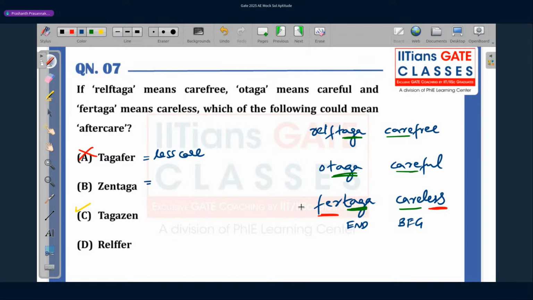Then taga. Taga is coming in the end, so it will be care something. Tagazen is the opposite of this, so something care. Welfare doesn't have any taga at all. So D is automatically out because what we are looking for is aftercare. At least this care should be there. Care meaning taga. So we are looking for aftercare. If I put after over here, it will be care after, it will be something different only. If I put after in the option C, it will make sense. Okay, so option C is correct.